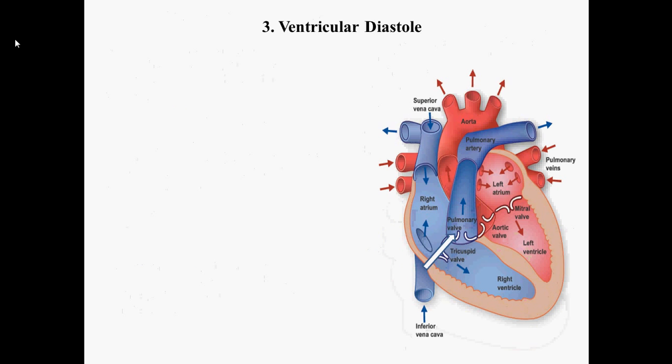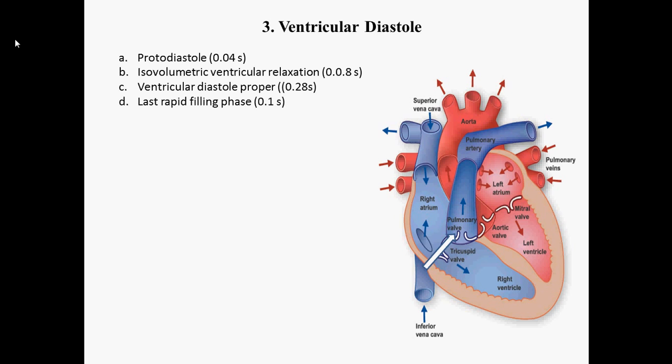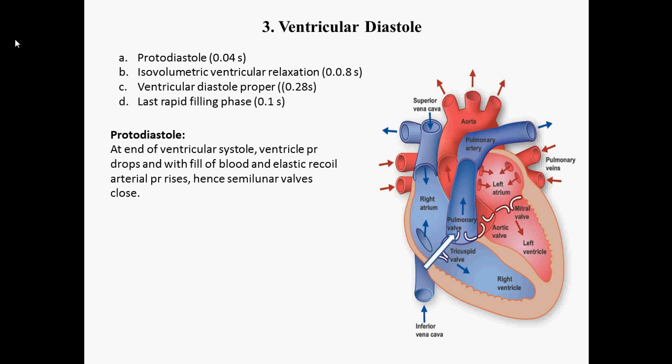Now the third stage of the cardiac cycle is ventricular diastole. This ventricular diastole consists of four parts: the protodiastole, isovolumetric ventricular relaxation, ventricular diastole proper, and last rapid filling phase. Now you just see, during the contraction phase, the atrioventricular valve is closed, the blood has gone out from the ventricle to the arteries, the pressure has started declining in the ventricles, so the ventricular diastole phase starts with the protodiastole.